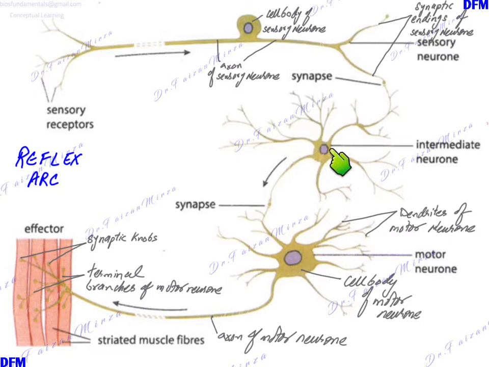So is the case with the relay neuron. Every part of this relay neuron will be at a resting membrane potential or minus 70 millivolts. Resting potential can also be called resting membrane potential. So the same thing goes for the motor neuron as well as for the effector.